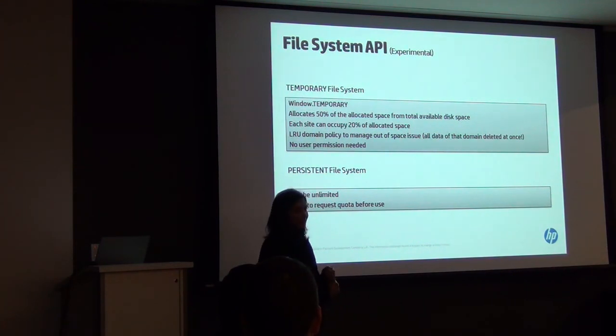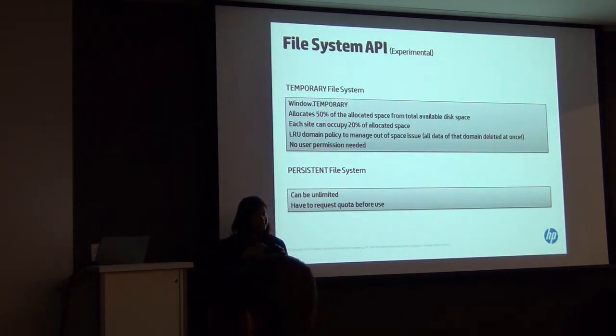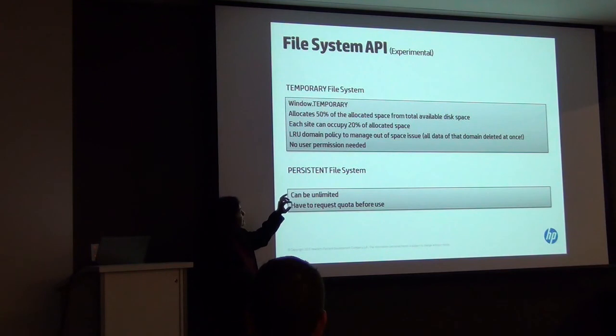The file system API allows you to create a sandbox area on the client side, which is just like a file system. You can create files in it, delete, copy, etc. It's just a sandbox environment on the client-side computer. And there are two types of these file system APIs.